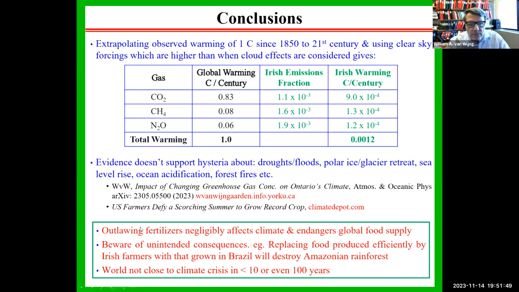So, summary: outlawing fertilizers negligibly affects climate and endangers the global food supply. Moreover, I think you need to be very cautious. If you take an acre of productive farmland in Ireland or the Netherlands out of production, you're probably going to have to increase farmland elsewhere. So that probably means you'll have to cut down a lot greater area than 1 acre of the Amazonian rainforest. So from an ecological standpoint, inadvertently, you may be doing great harm. So the conclusion is that the world is not in crisis, not in 5 years, 10 years, not even 100 years. Thank you.